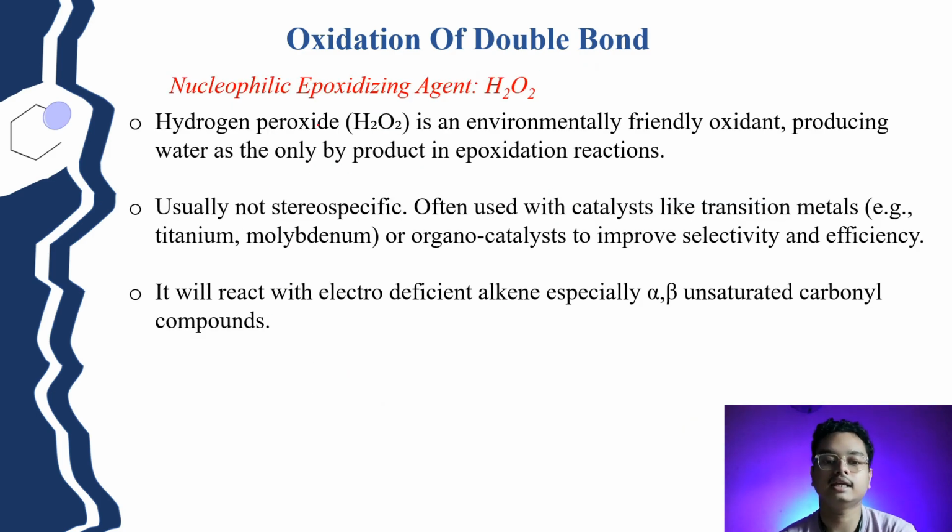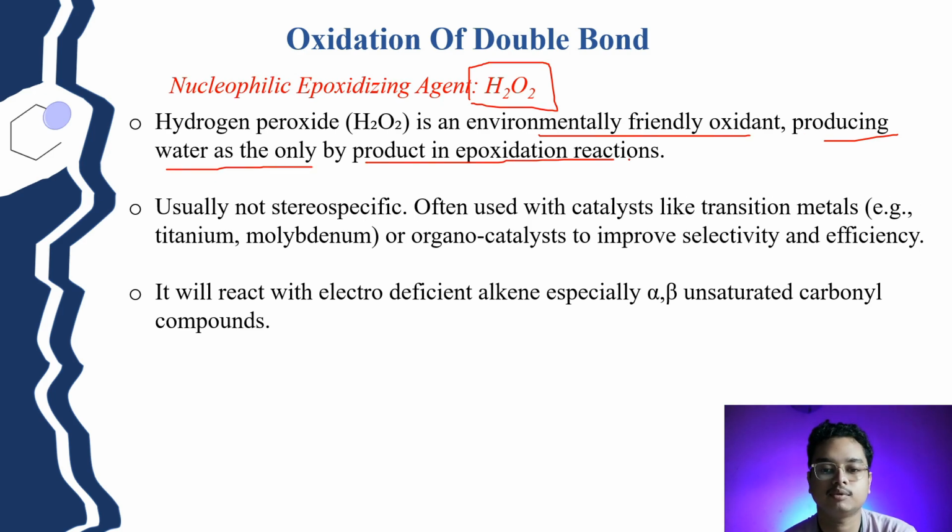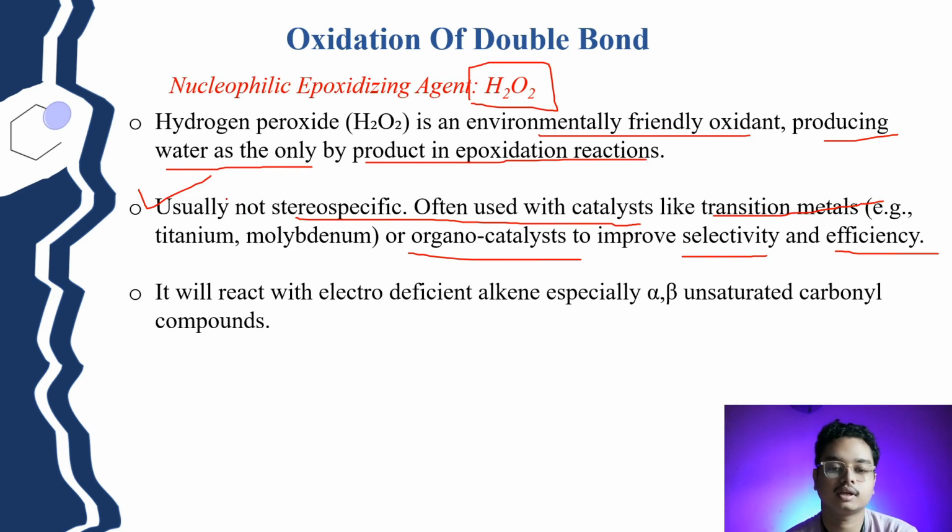Now let us talk about another nucleophilic epoxidizing agent, hydrogen peroxide. Hydrogen peroxide is an environmentally friendly oxidant producing water as the only byproduct in epoxidation reactions. This H2O2 based epoxidation is usually not stereospecific, and is often used with catalysts like transition metals or organocatalysts to improve the selectivity and efficiency. It will do the epoxidation, but this is not a stereospecific reaction. Earlier, MCPBA and Br2 NaOH were stereospecific, but this is not.